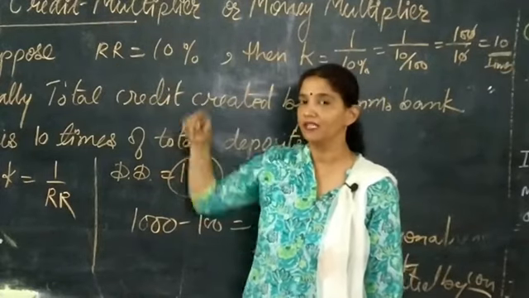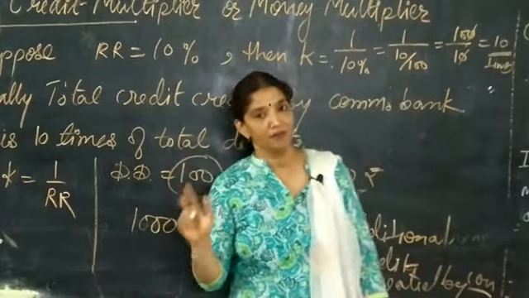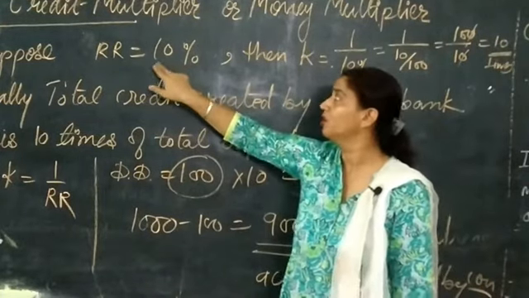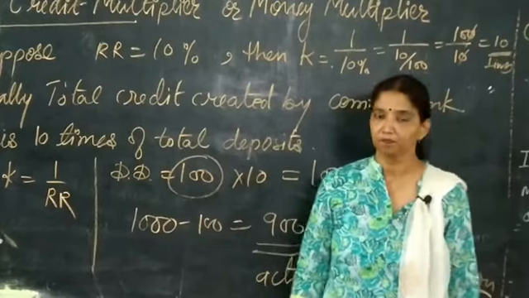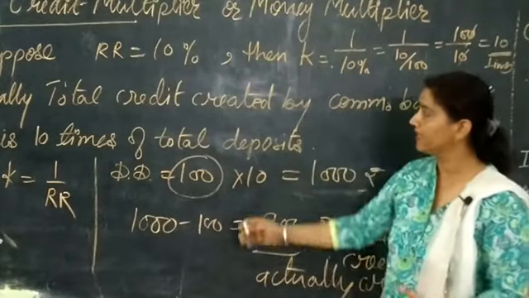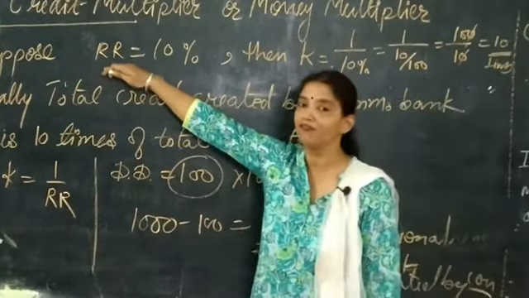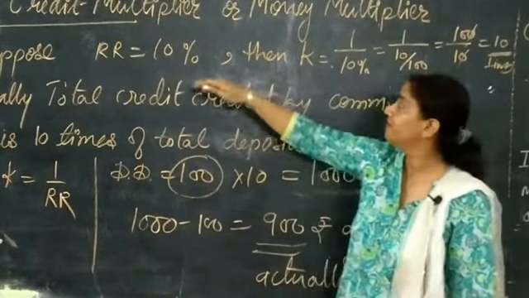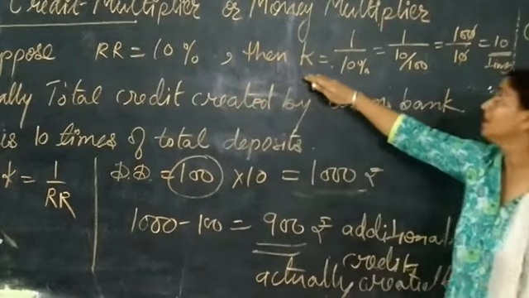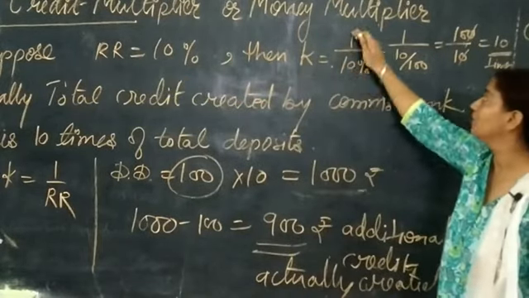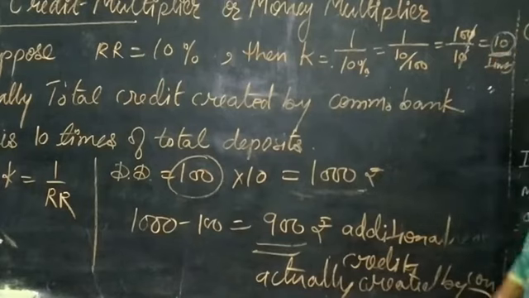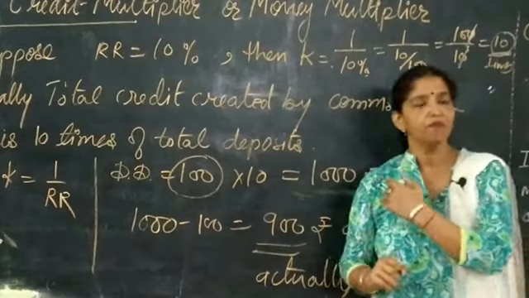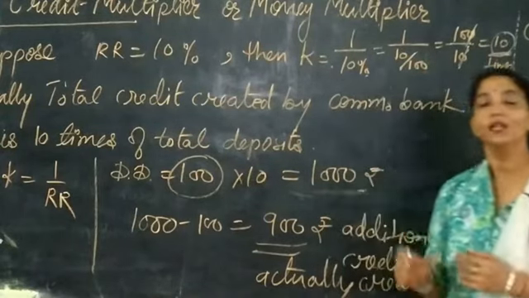In our country, the reserve requirement is determined by the RBI, and the RBI decides the ratio of reserve requirements. Here I am taking an example. Suppose the reserve requirement for commercial banks is 10%. With this reserve requirement, the credit multiplier is equal to 1 upon 10%, so we have a credit multiplier of 10 times. What does it mean? The credit multiplier's value is 10.